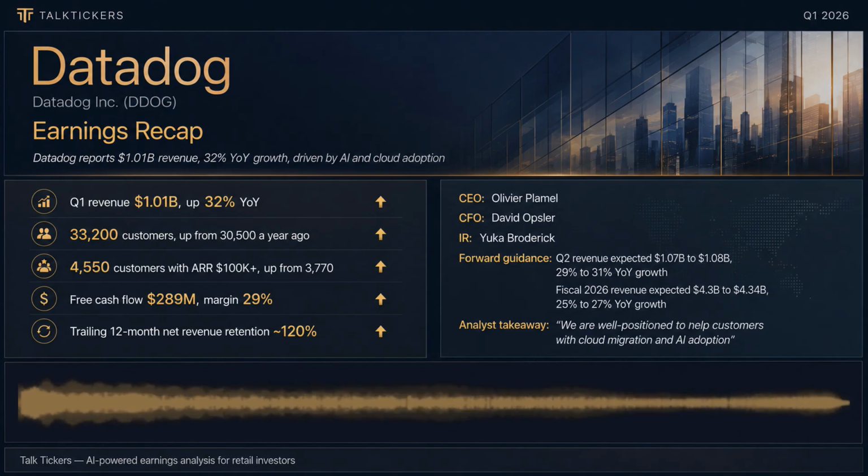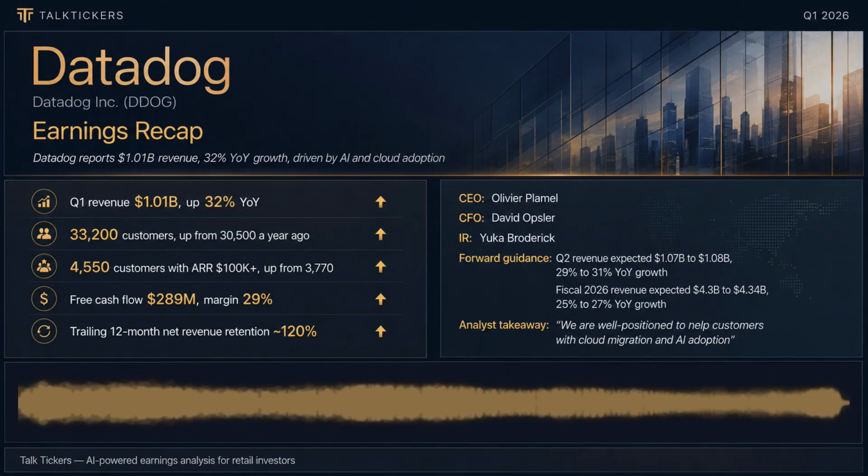Precisely. When your spend crosses that six-figure threshold, you aren't just buying a tool, you are making a strategic architectural decision. Right. It implies that your engineering teams are building their daily workflows, their alerting protocols, their incident response playbooks, all entirely around Datadog's API and dashboards. So the switching costs become astronomically high. Exactly.